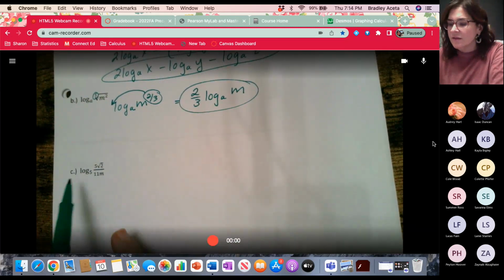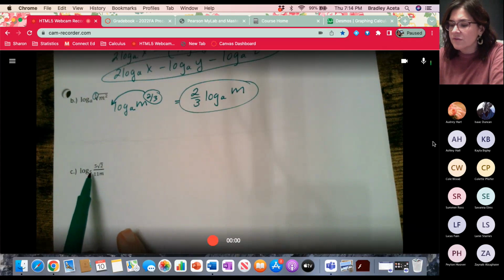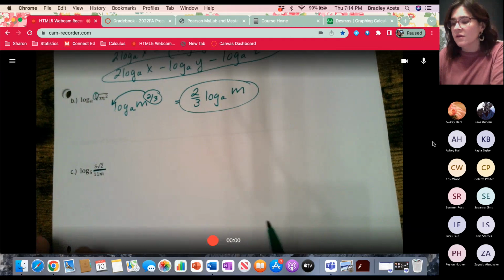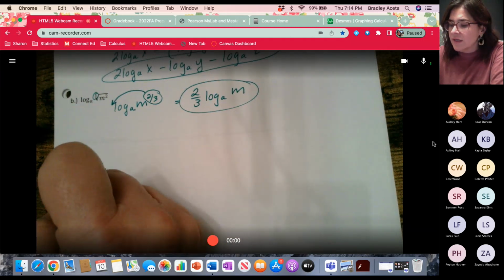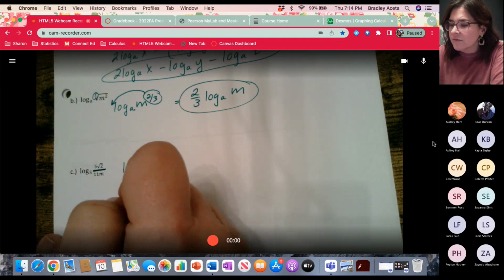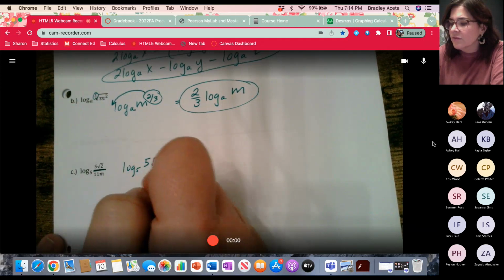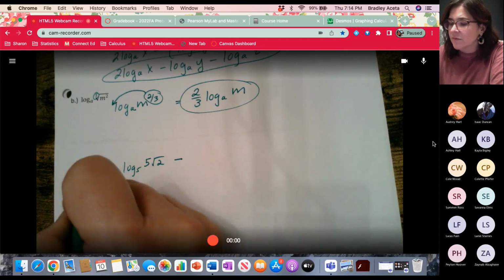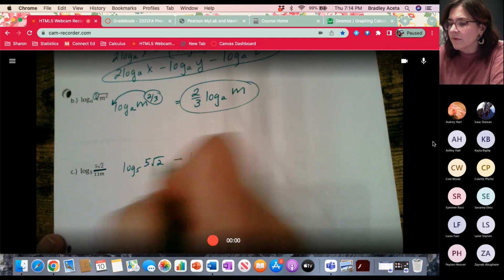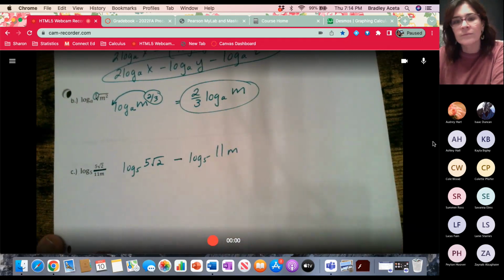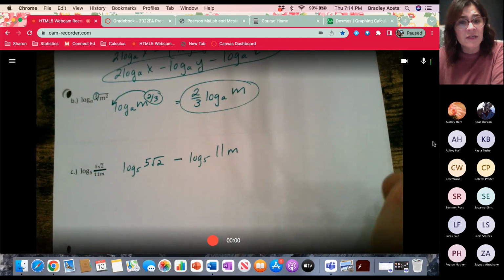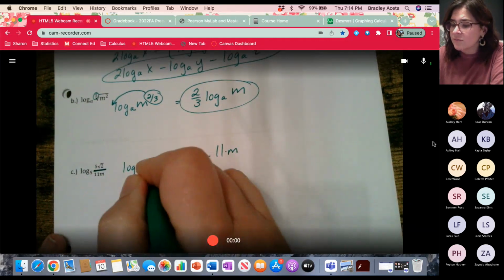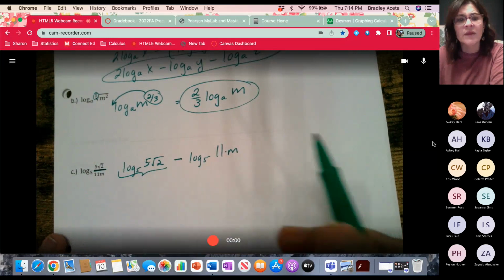So let's see. Log base 5 of 5 square root of 2 divided by 11m. I always do that division part first because that's what sticks out to me. So I'm going to take log base 5 of my top, 5 root 2, minus log base 5 again of the bottom. Now let's see if I can expand this even further. These are both multiplication, so I do have to expand them further.